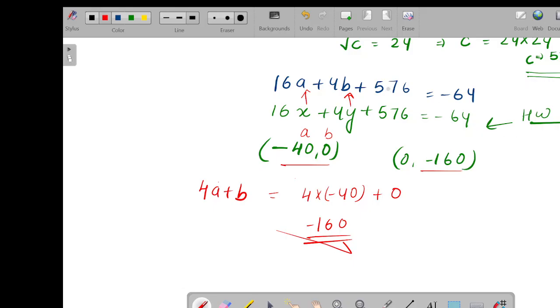Do it, put it on Desmos. I know Desmos is pretty easy for you. Check the intersection points. You will get the two intersection points. And if you're not getting them, do let me know in the comment section.